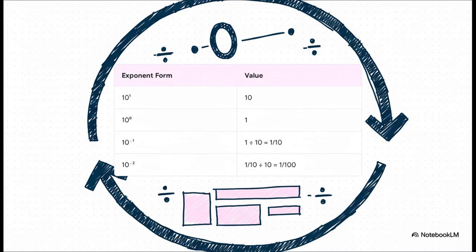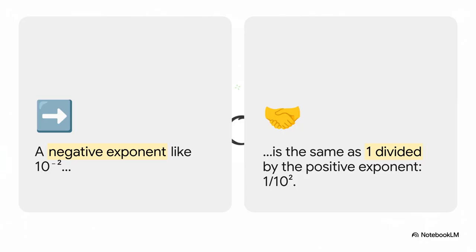So wait a minute, negative exponents don't create negative numbers at all. They create smaller and smaller fractions. And this reveals another incredible connection. Look at this. 10 to the power of -2 is the exact same thing as 1 divided by 10 to the power of +2. That negative sign, it's just a little signal, an instruction, telling you to take the reciprocal, to flip the number into a fraction.